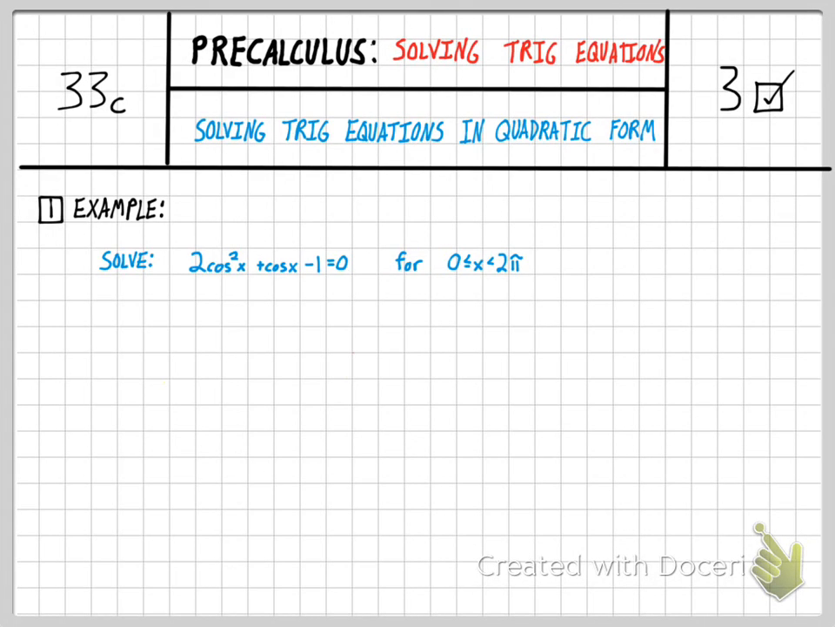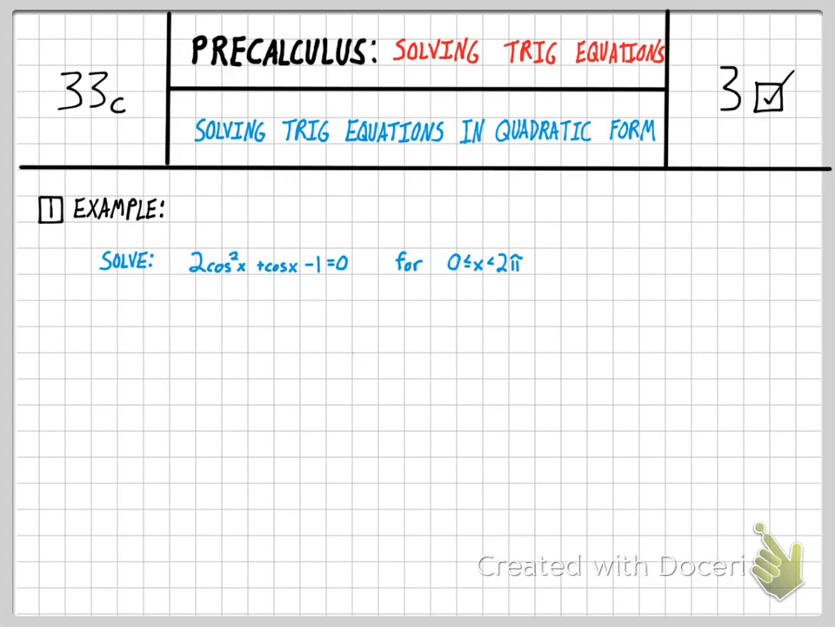This is pre-calculus concept 33C. We're going to look at solving trig equations. This time a little different scenario where the equation given appears to be in a quadratic form. So initially this is going to look quite a bit harder, but it's just a different strategy.